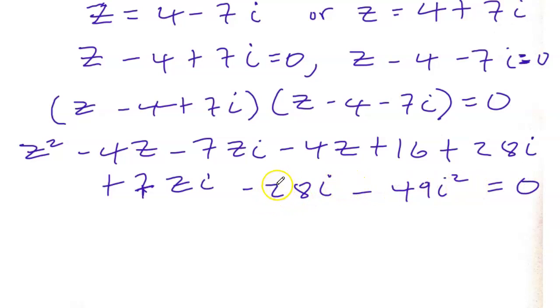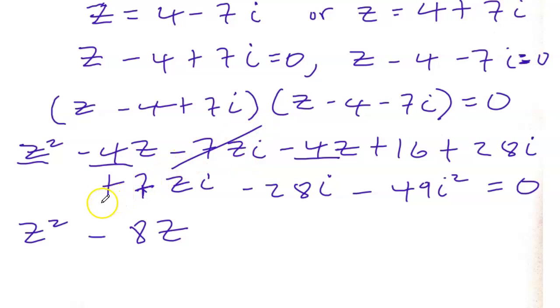Let's see if we can group some like terms now. So we have z squared, that's the only z squared term there. Notice here we have minus 4z and minus 4z, that's minus 8z. What else do we have? We have negative 7zi, which will cancel with positive 7zi.